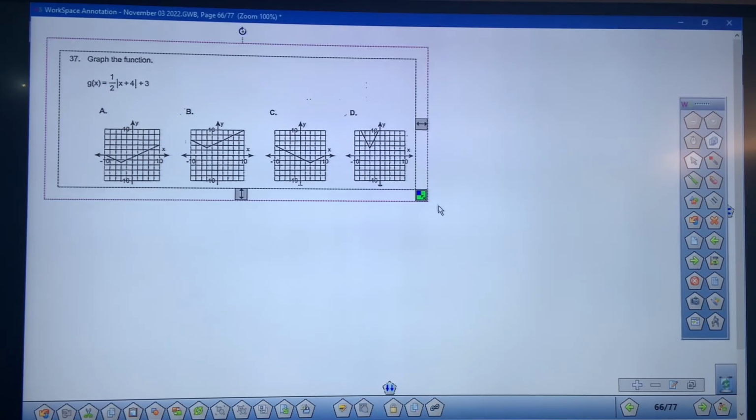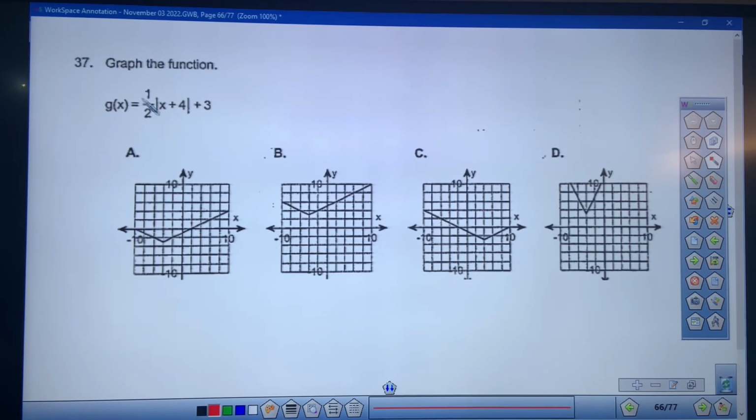Absolute value is a V. The vertex is going to be opposite same, so negative 4, comma 3. So I go left 4, up 3. Left 4, up 3, it could be this one.